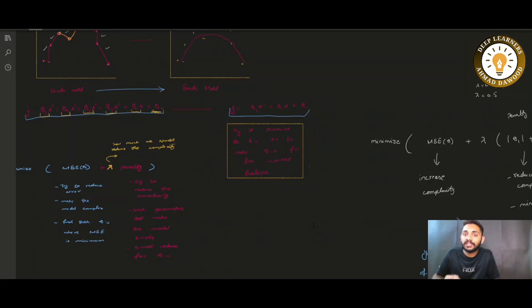Now, in the next session, we will see lasso regularization and ridge regularization in more detail. We will see which regularization makes the parameter values equal to 0 and which regularization actually decreases the coefficient values. Then we will also see, with some visual plots, how these regularizations actually work.